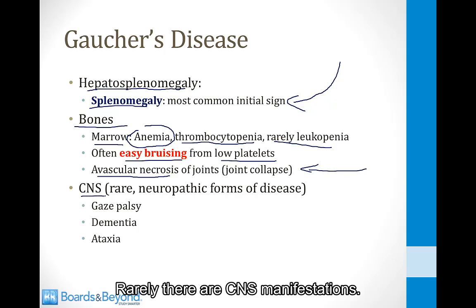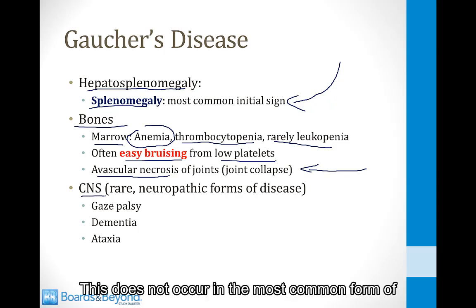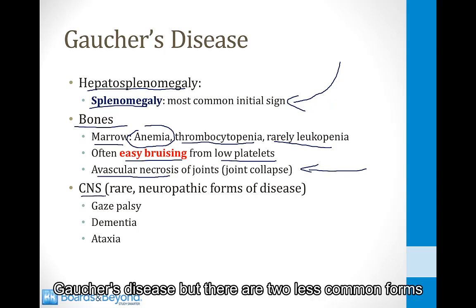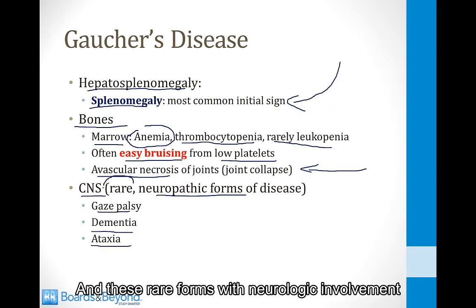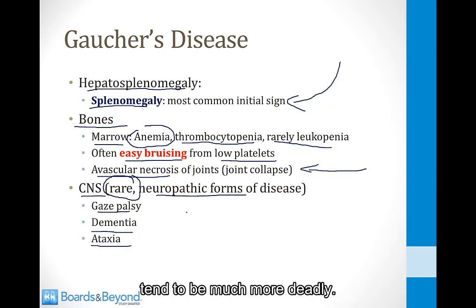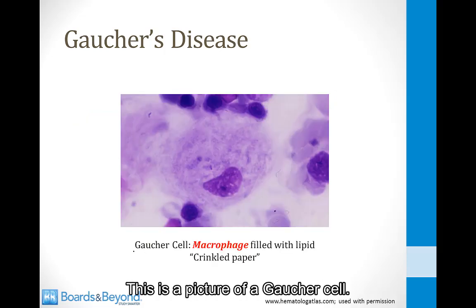Rarely there are CNS manifestations. This does not occur in the most common form of Gaucher's disease, but there are 2 less common forms where neuropathic disease develops. This includes gaze palsy and dementia and ataxia, and these rare forms with neurologic involvement tend to be much more deadly.